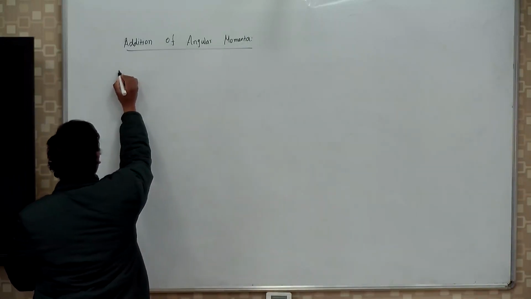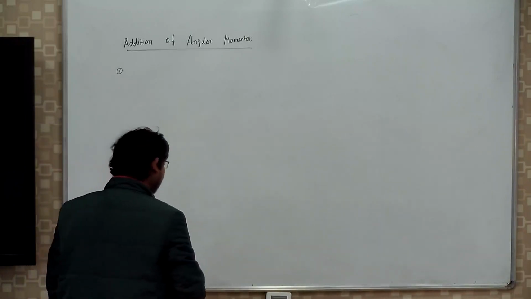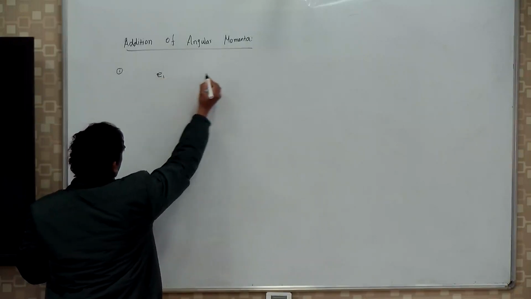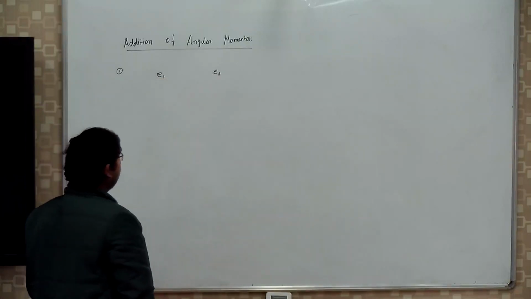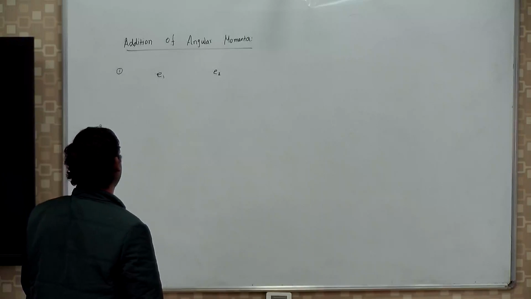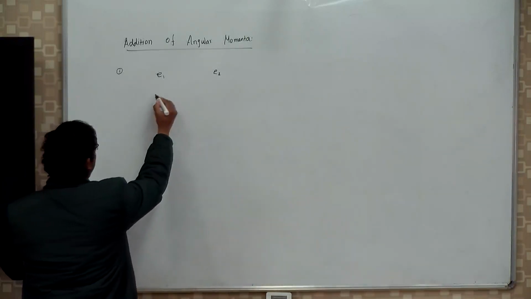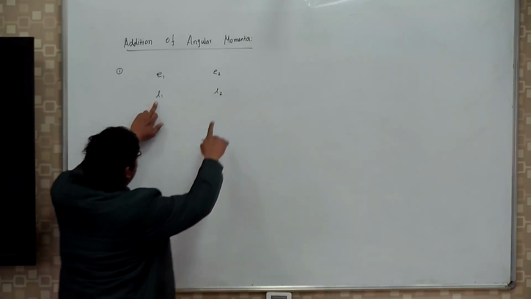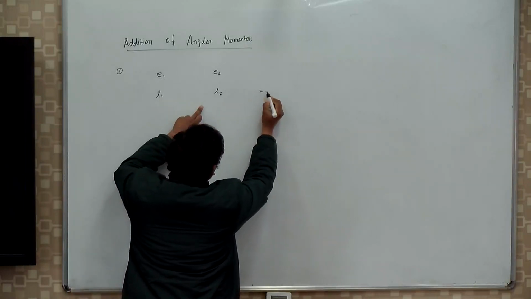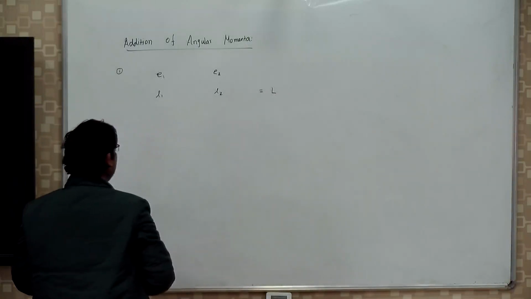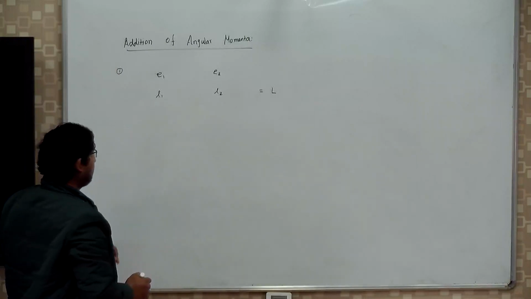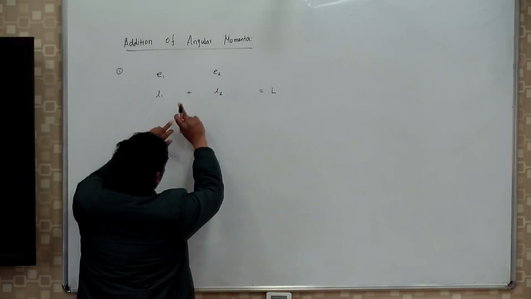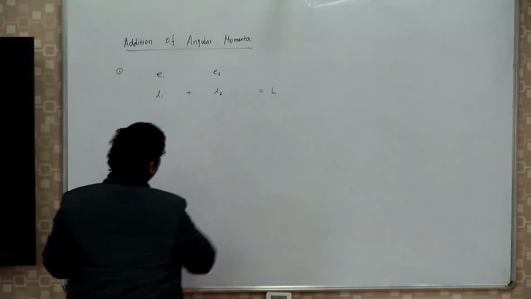The first one is taking a multi-particle system, for example electron 1 and electron 2, both having orbital angular momentum, say L1 and L2 respectively. If we add L1 and L2, we get a total angular momentum, say capital L. This is one way to add these two angular momenta of a multi-particle system to get the total angular momentum.